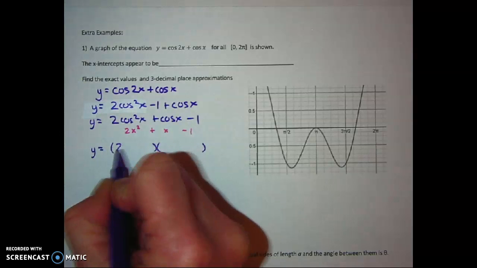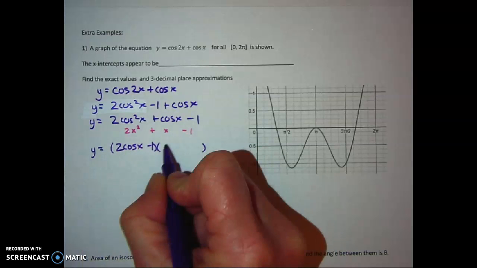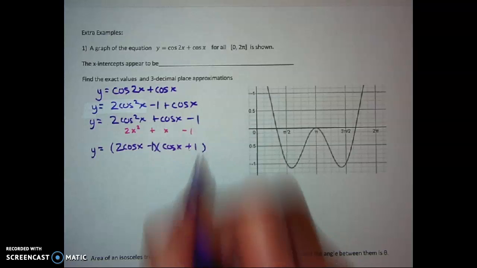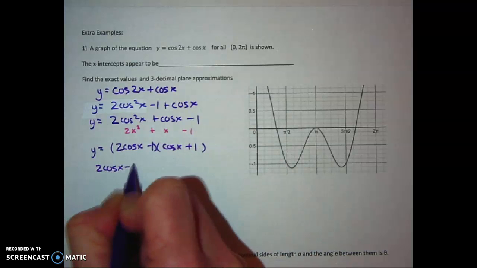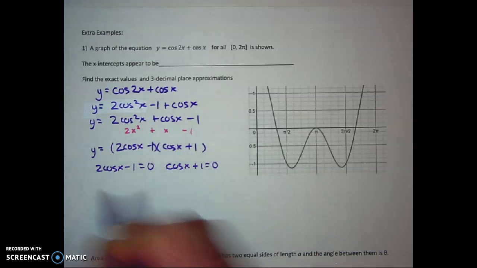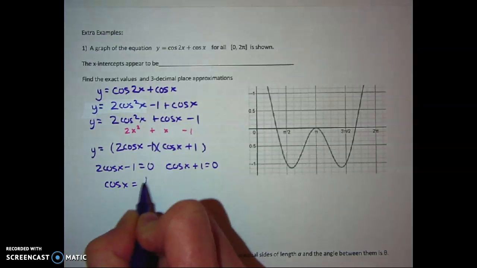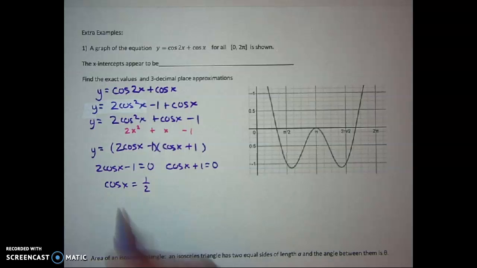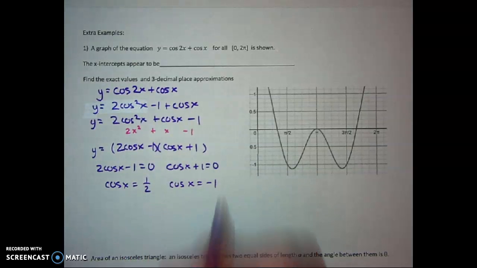Hopefully you recognize that the factors should be 2 cosine x minus 1 and the cosine of x plus 1. Then we're going to set both of those factors equal to 0, and we're going to solve for the cosine of x. We're ultimately going to be solving for x, but to begin with we need to solve for the cosine of x. So the cosine of x equals 1/2 and the cosine of x equals -1.